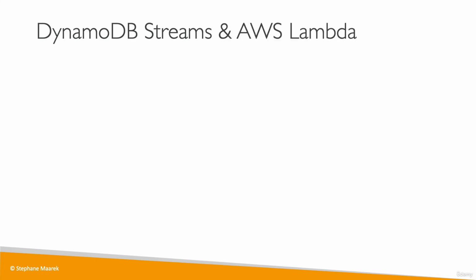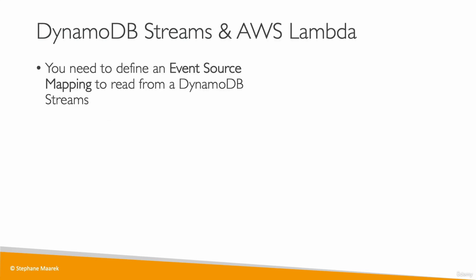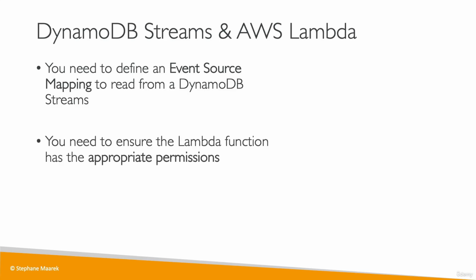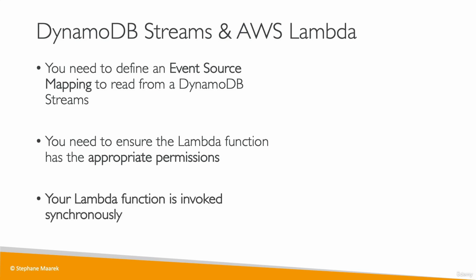Finally, let's have a look at how DynamoDB streams and Lambda work. So for this, we need to define an event source mapping to read from a DynamoDB stream. And then you need to ensure that the Lambda function has the appropriate permissions to pull from the DynamoDB stream. And then the Lambda function will be invoked synchronously.